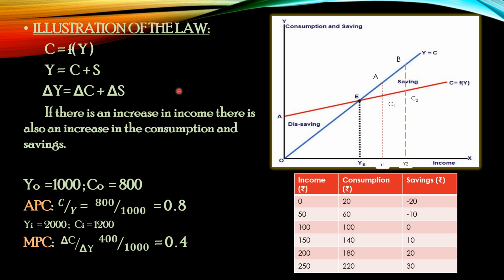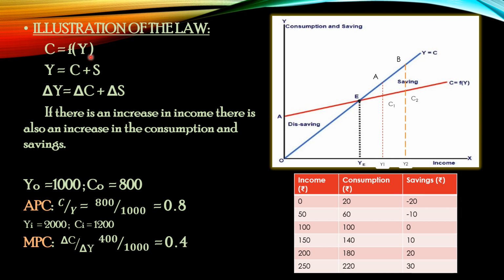Illustration of the law. In this law, we explain the consumption function. The consumption function is C equals f of Y, that is, C is a function of Y, which implies consumption is a function of income, where we say that income is the independent variable and consumption is the dependent variable, because if there is a change in income, the consumption also changes. If income increases, the consumption increases. If income decreases, the consumption also decreases. Hence, the change in consumption is dependent on the change in income, but the change in income is independent. Hence, we call income the independent variable and consumption the dependent variable.